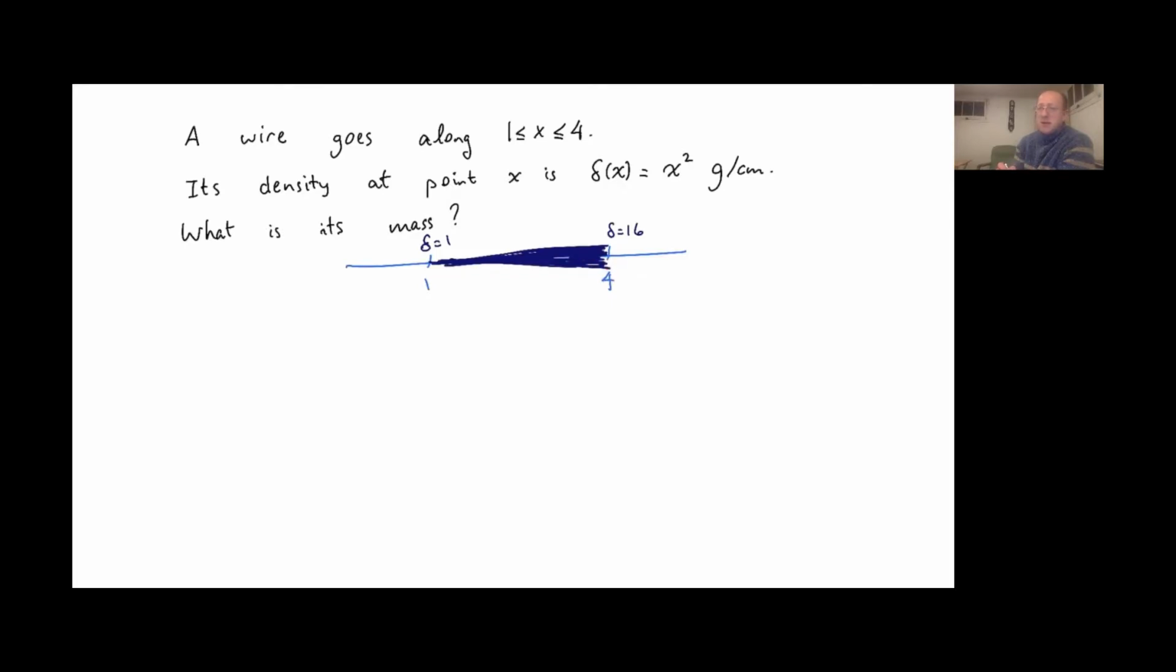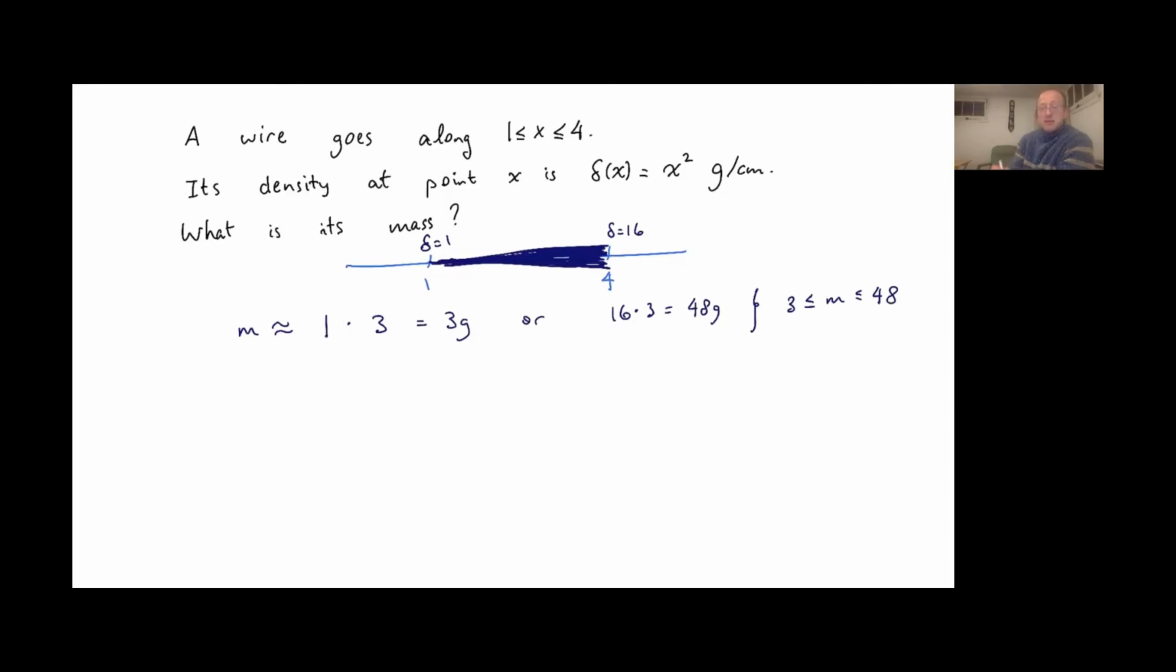What's the mass of this wire? At the low end, it's density 1 times 3 centimeters, or at the high end it's density 16 times 3 centimeters. So we know that our mass is between 3 and 48. Can we try to narrow it down a bit more?